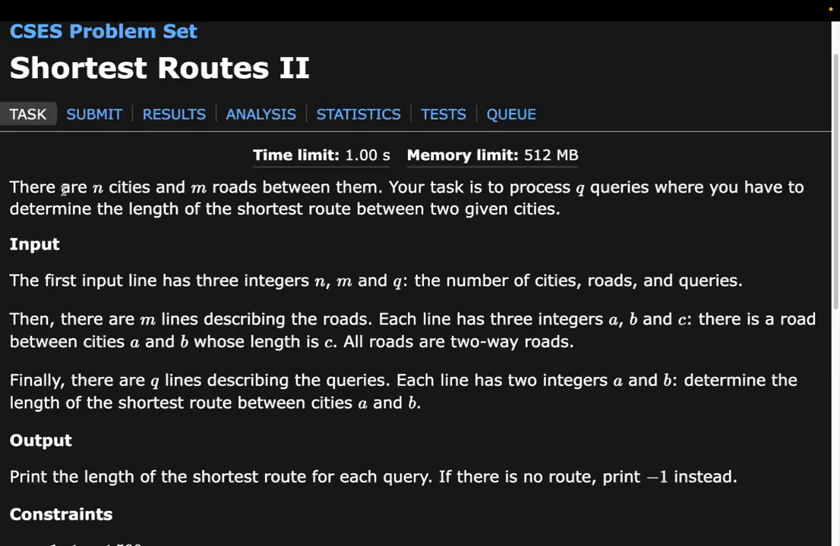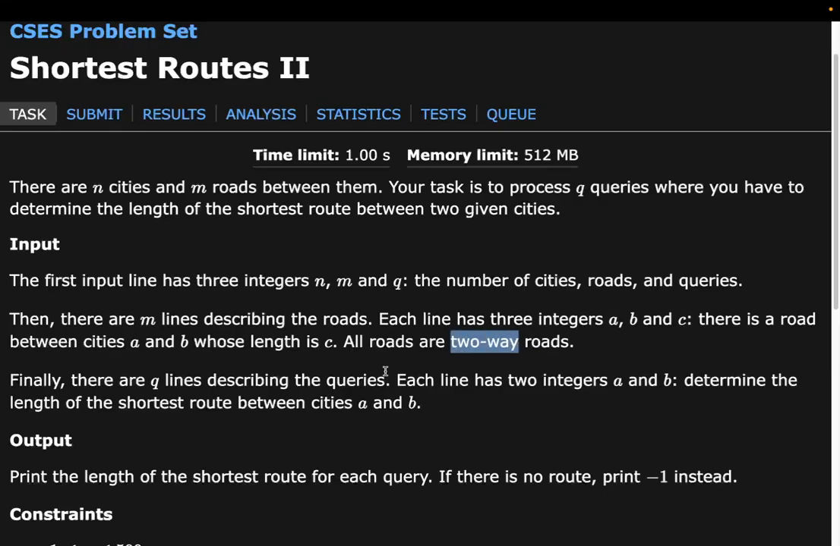There are n cities and m roads between them. Your task is to process q queries where you have to determine the length of the shortest route between two given cities. The first line contains three integers n, m and q, that is the number of cities, roads and queries. Then there are m lines describing the roads. Each line has three integers a, b and c, which says that there is a road between cities a and b whose length is c. And all roads are bidirectional, that is, they are two-way routes.